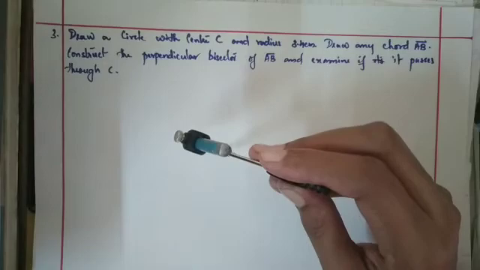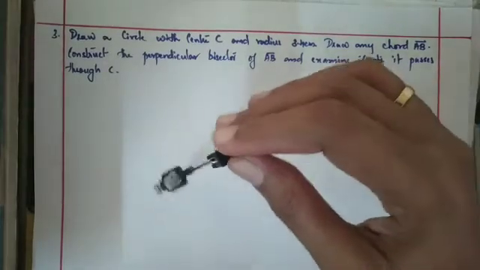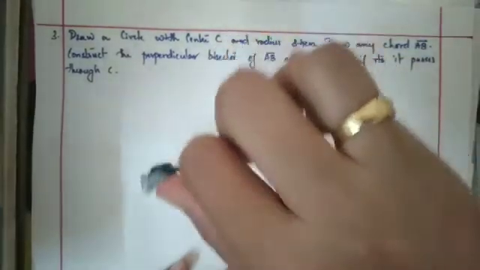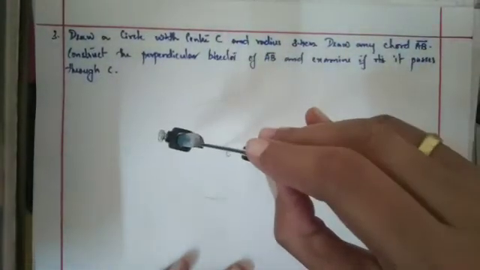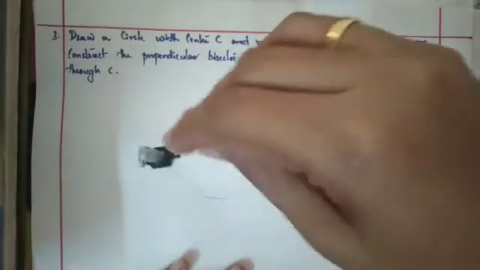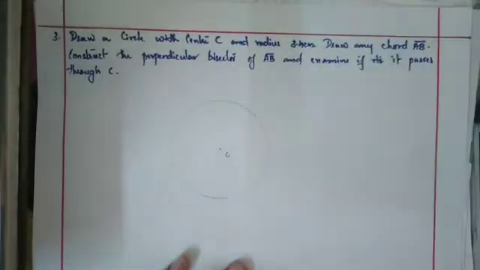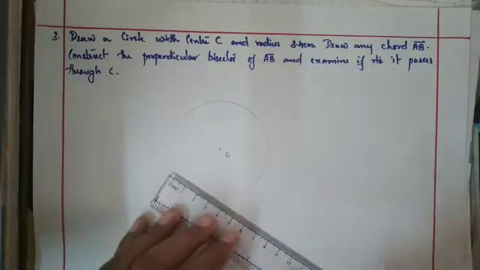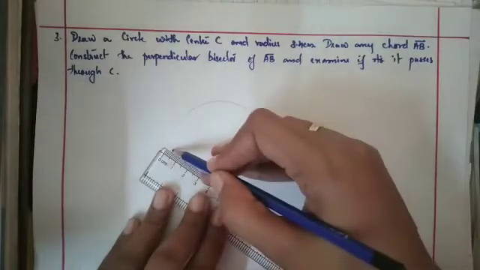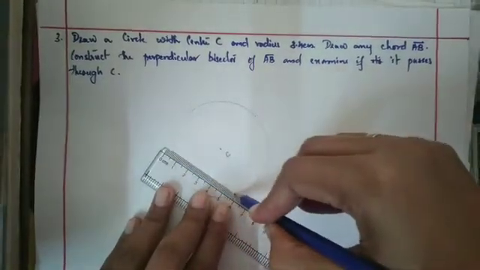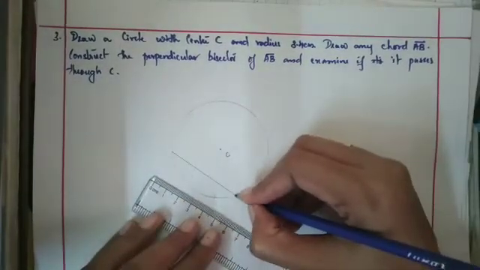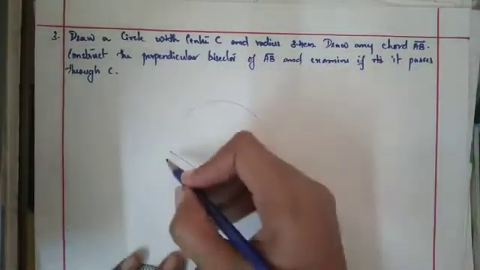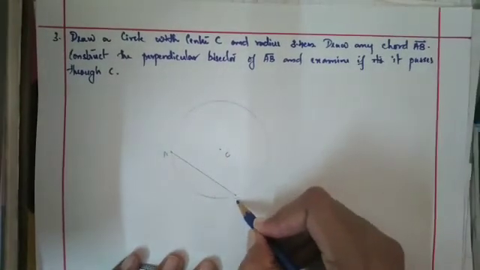Place the compass needle at the center C and draw the arc. Draw the circle. Then draw a chord AB, any chord AB. A chord passes through any 2 points on the circle. A line segment joining any 2 points on the circle is called a chord. This is the chord AB.